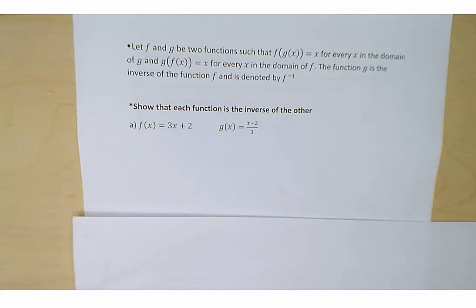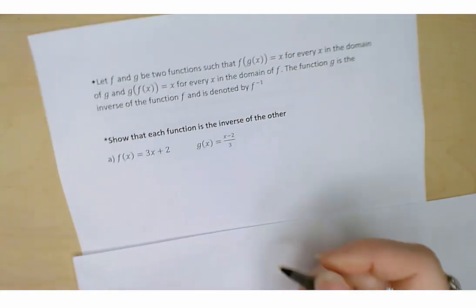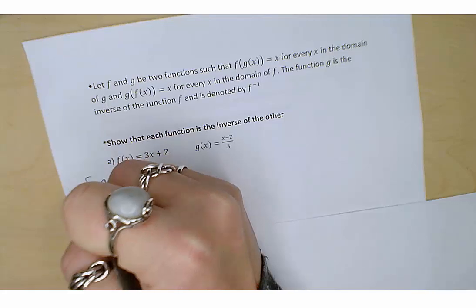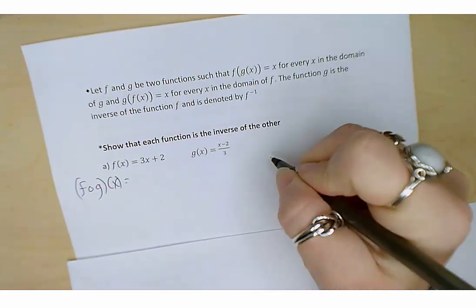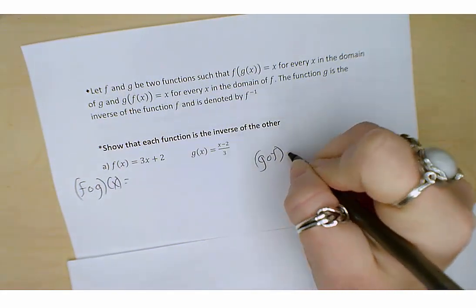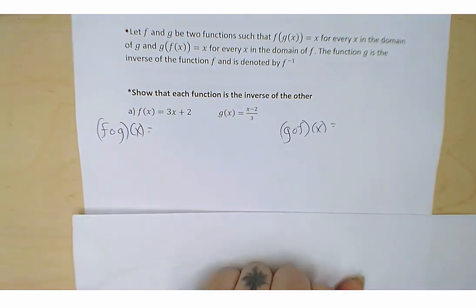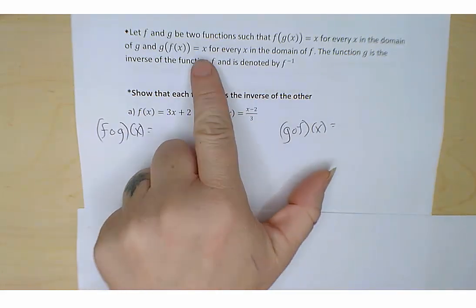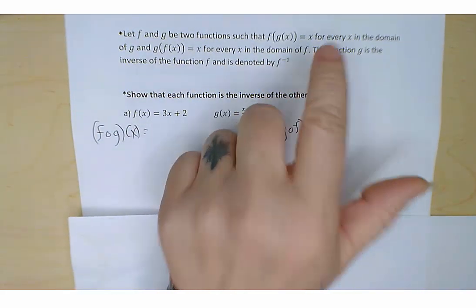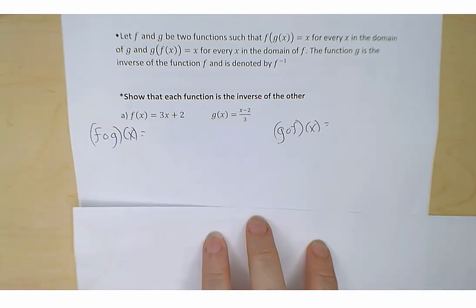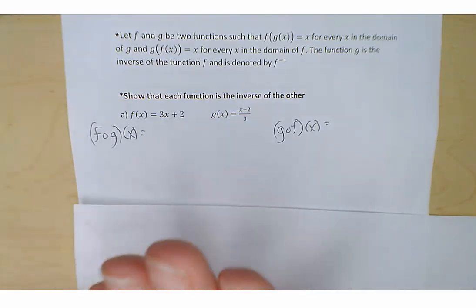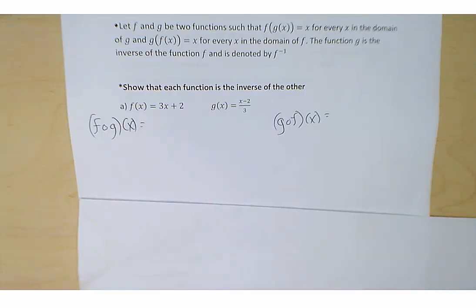So what we need to do is the composition functions for this. We're going to find f of g of x, and then we're going to find g of f of x. What we're looking for when we do these two compositions is that we get x as our solution for each one. This proves that these two are indeed inverses of each other. If we get anything else other than x, they're not matching up. Again, we're looking for an x here, an x here. Anything other than that, they are not inverses of each other.